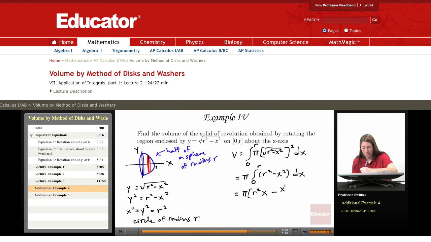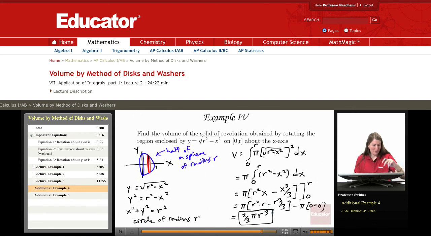And then x squared integrates to x cubed over 3. And we're on 0 to r. And we get pi times r squared times r minus r cubed over 3 minus pi times 0 minus 0. And we get r cubed minus a third r cubed, all times pi. That gives us a 2/3 pi r cubed.